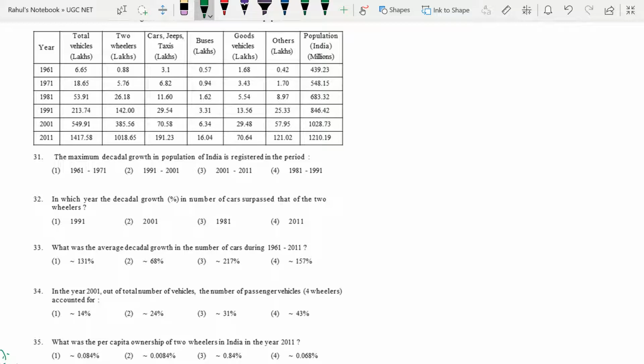Now question number 31. The maximum decadal growth in population of India is registered in the period. Maximum decadal growth in the population. Okay, so this is the column of population of India. In this decade, if I see, around 110 million is the growth. In this decade, 548, 683, okay, consider it 80, 90, around 130 million. I am doing it approximately, 680 and 840, so 680 and 850.